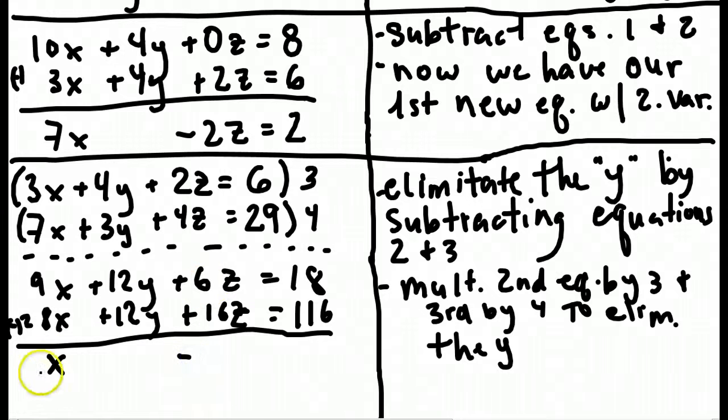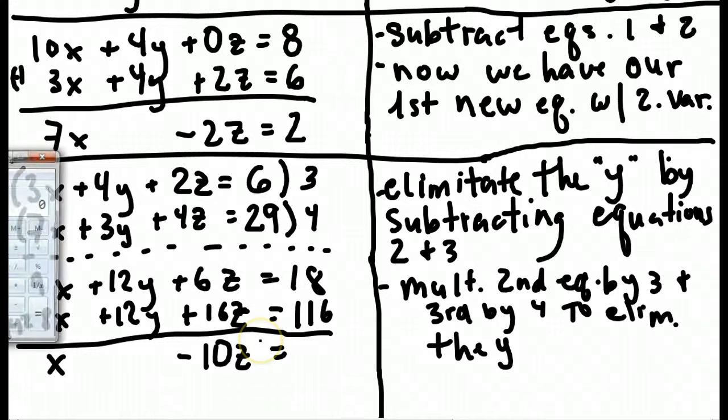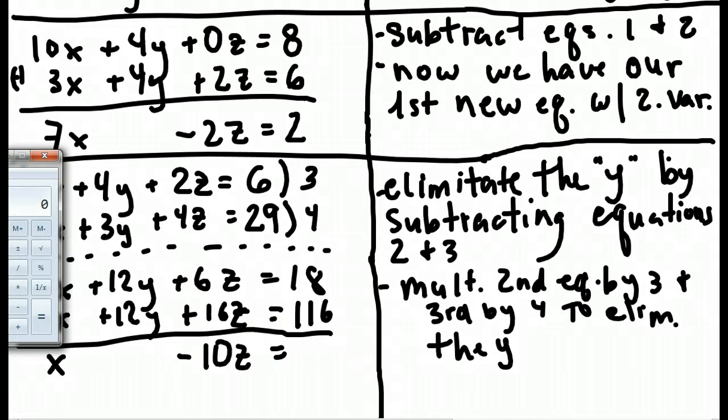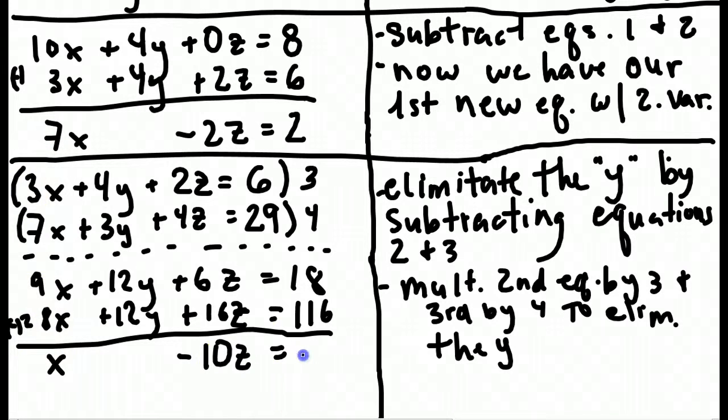12y minus 12y, get rid of the y. Gone. 6 minus 16, negative 10z equals 18 minus 116. Negative 98. Okay, so now we have 7x minus 2z equals 2, and negative 19x minus 10z equals 98.